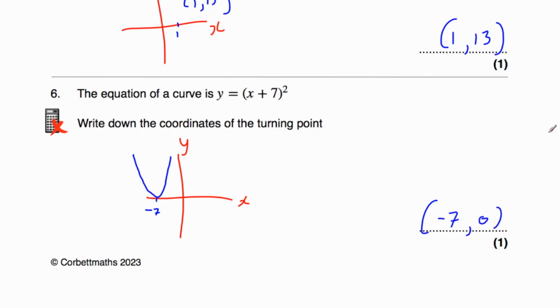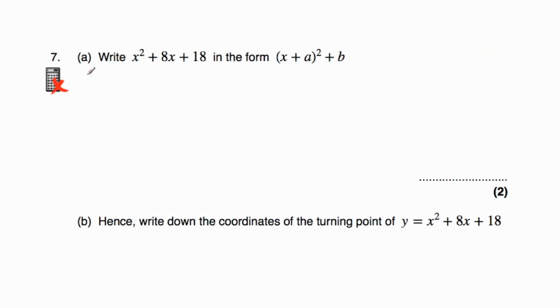And that's it. Okay, let's have a look at question number 7. Question 7a says, write x squared plus 8x plus 18 in the form (x plus a) squared plus b. So we're going to be doing completing the square on this, so that's going to be x plus, and then we've got half of 8, which would be 4, so (x plus 4) squared. We're going to take away whatever this number is squared, so 4 squared is 16, so take away 16, and then we've got plus 18, so we put plus 18 on the end.